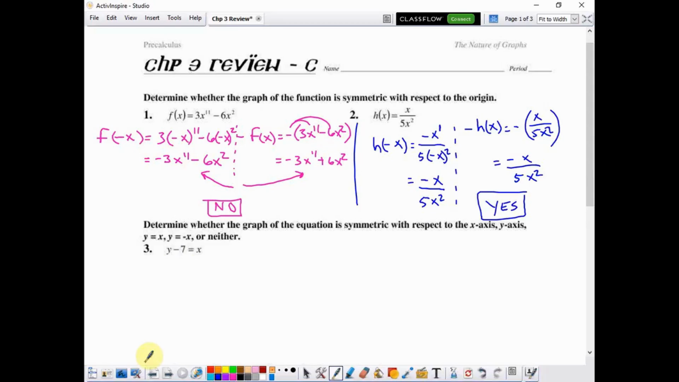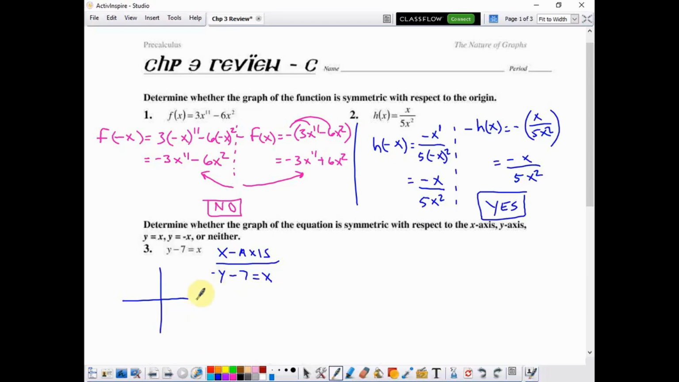y minus 7 equals x. Does that have symmetry with respect to the x-axis? To find out, I'm going to change y to the opposite of y. Because if there's symmetry with respect to the x-axis, that would mean I can flip it over the x-axis, and whatever y value I see, I would see the opposite of that same y value as well.